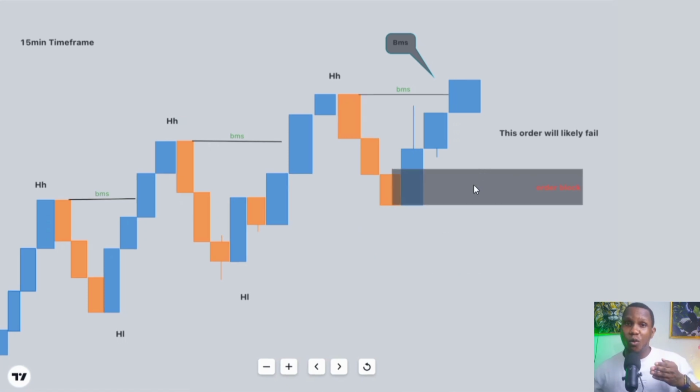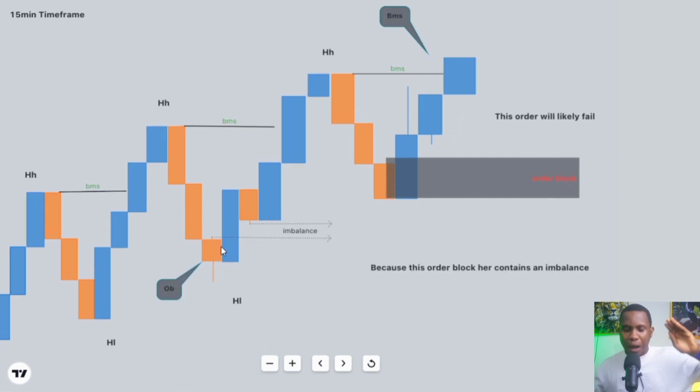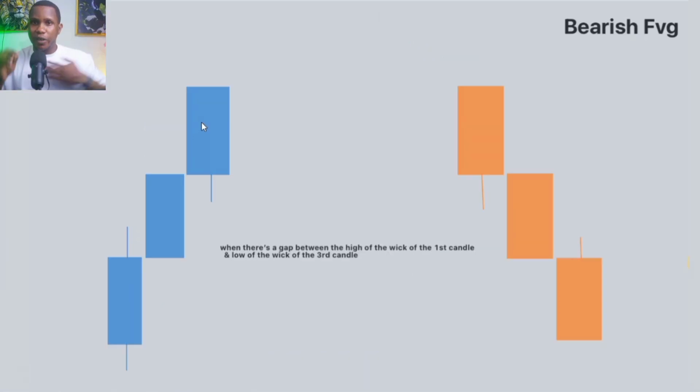This order block is supposed to work, but it will likely fail because we have another order block here with imbalance in the market, liquidity resting below this one. Another name for imbalance is fair value gap. Also another name for it is liquidity. We have two types of liquidity and imbalance: bullish fair value gap and bearish fair value gap.